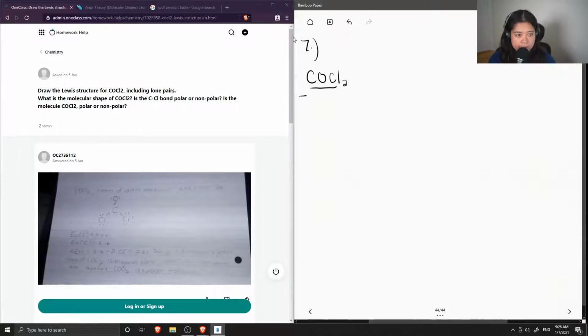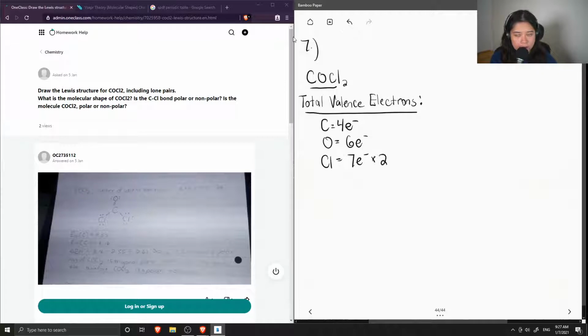Okay, so first let's calculate the total valence electrons in the molecule, and this will help us draw out the Lewis structure. So carbon contains 4 electrons, oxygen contains 6, and a chlorine atom contains 7, and there are 2 chlorine atoms, so we multiply this by 2. And then if we add these all up, you get a total number of 24 valence electrons.